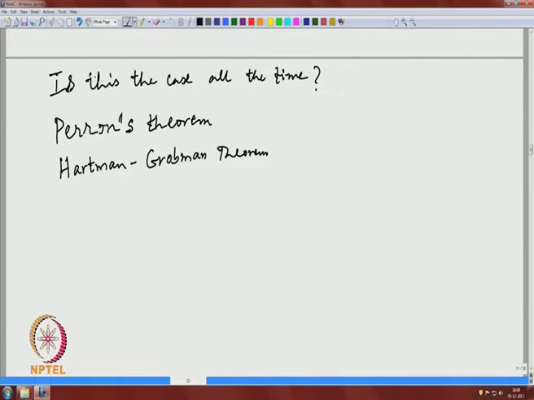Perron's theorem is very easy to state and I will even try to give a proof of that. For the Hartman-Grobman theorem, even to state it I have to develop certain notation, so I will not go into that, but I will just mention what that theorem states. Both of these concern a special type of equilibrium point. So, let me define that.